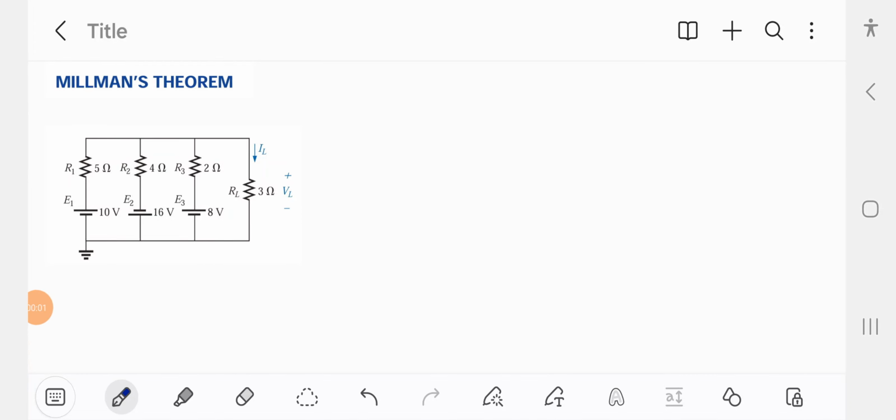Hello guys, today we are going to discuss Millman's theorem. According to Millman's theorem, any number of parallel voltages can be reduced to one.